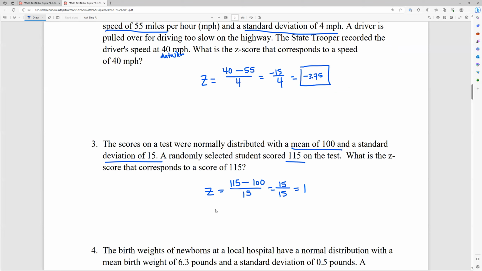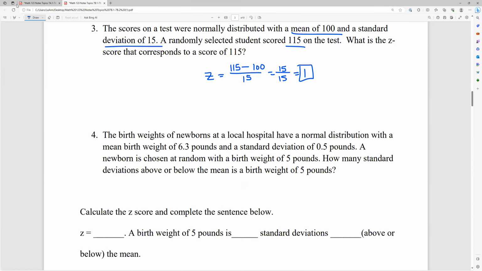This is 1. So this person is exactly 1 standard deviation above the mean, which we would have gotten if we'd done the empirical rule, because we would have had 100 plus 15, and 115 would have been one of the marks that we would have created. But look, the z-score tells me that too. This person is exactly 1 standard deviation above the mean. It's above because it's positive, whereas this one, the person was below the mean because it was negative, okay?